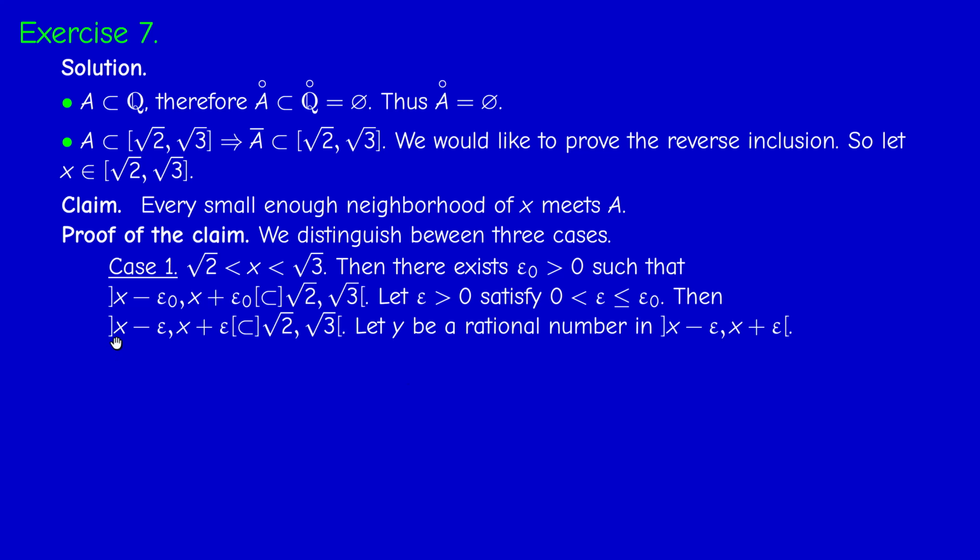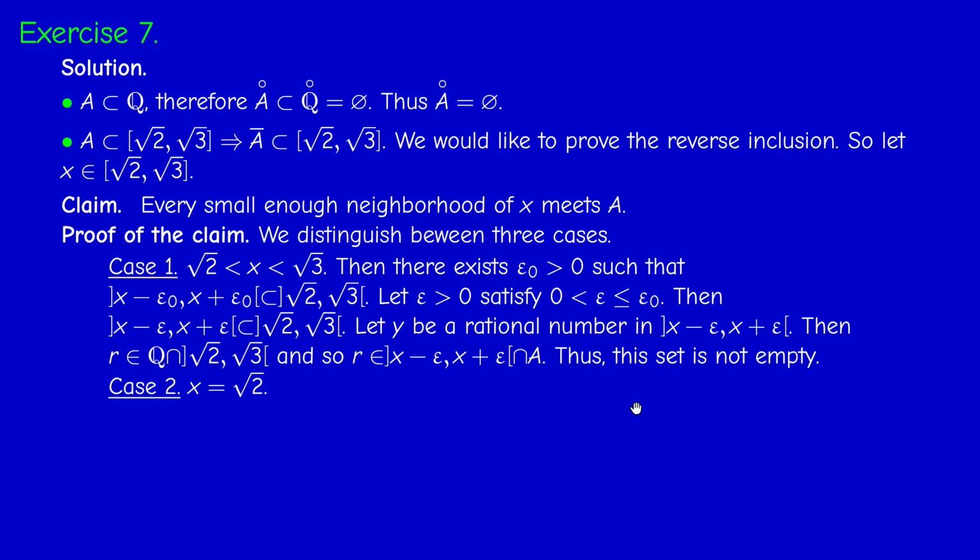And now, this is an open interval, which is not empty. So it contains a rational number. Okay, so pick a rational number in this interval. What happens now? Then this rational number is of course in Q, and it's in (√2, √3). And therefore, it's in A, and by our choice, it's in the interval (x − ε, x + ε). So we found an element in (x − ε, x + ε) and in A. So the intersection is not empty. And by proposition 1.8, x belongs to A bar.